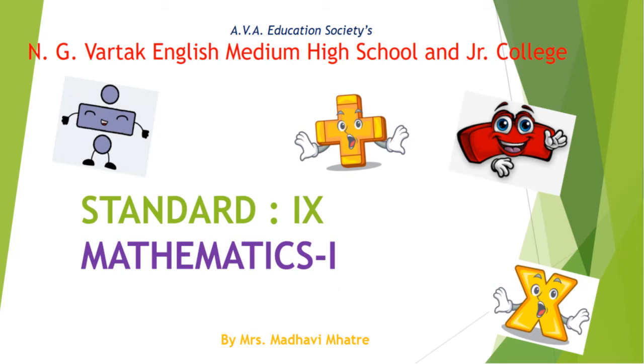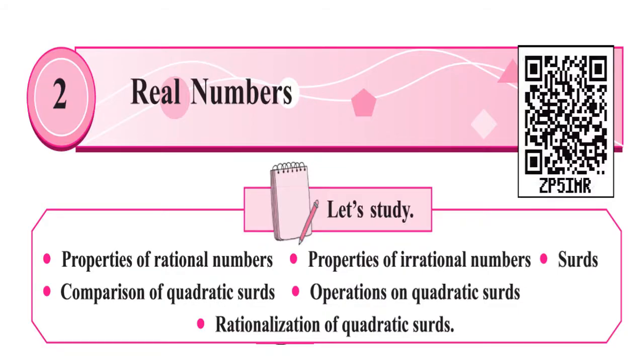We are studying chapter number 2, that is real numbers, and in this we have completed all the topics given here. Only the last topic which is not mentioned here, absolute value, that is remaining. Okay, so let us discuss that particular topic now. This topic is completely new to you, so try to understand it. It's very easy.